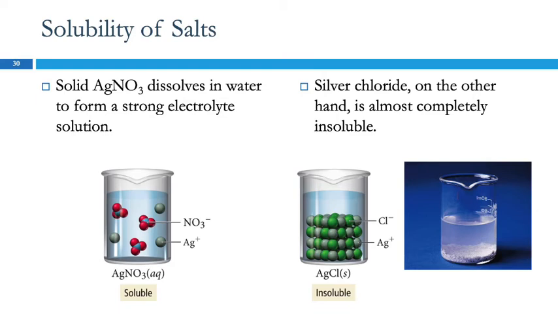So I said that not all ionic compounds are soluble. If we take silver nitrate, we can dissolve that in water. It'll form a strong electrolyte solution. All of the ions will separate, and that solution would conduct electricity. Silver chloride, though, is almost completely insoluble. For all practical purposes, it is insoluble. You put some of that in water, and really nothing happens.